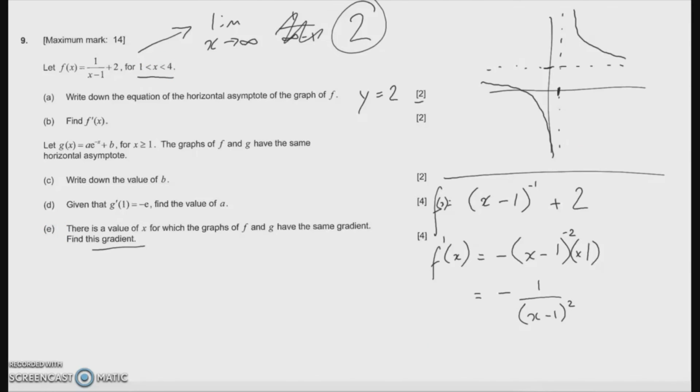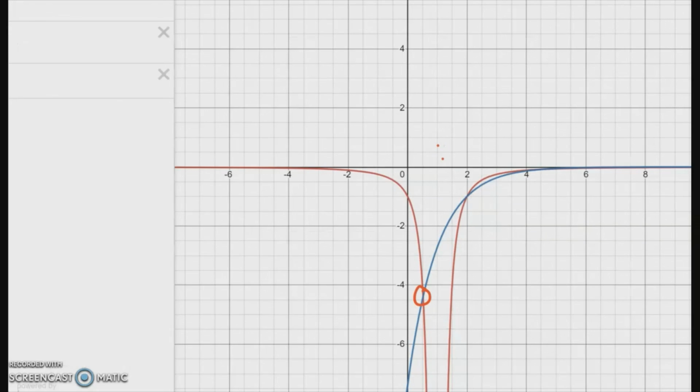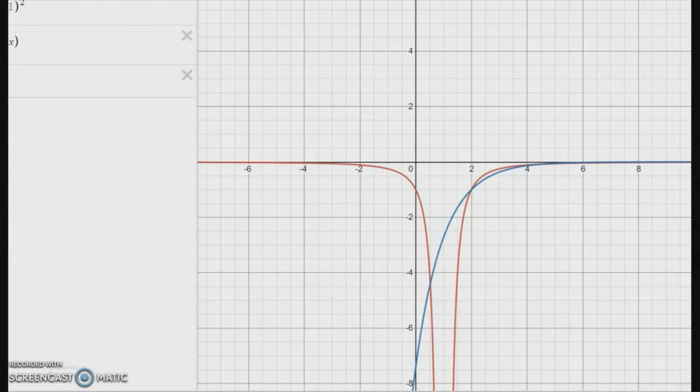So returning to our two graphs, we can get rid of this solution down here because this is in the region below 1 on my x-axis. This is the solution that we're interested in, and by tracing along or using the intersect function on your GDC, you can see that our solution here is at 2, -1.